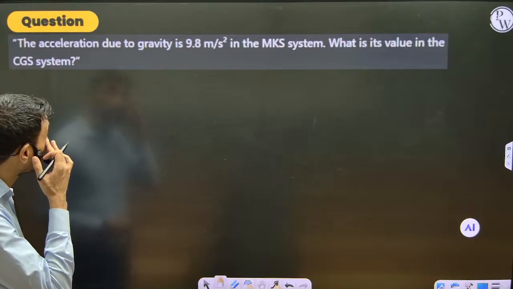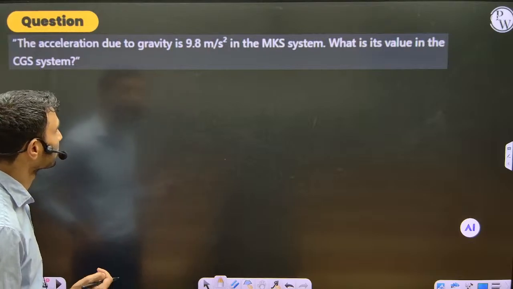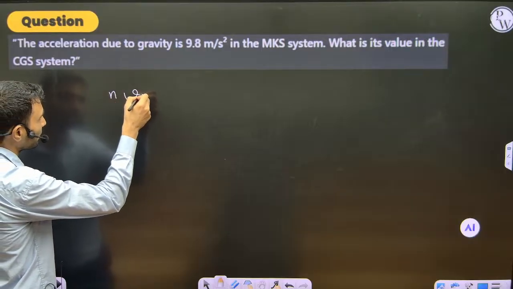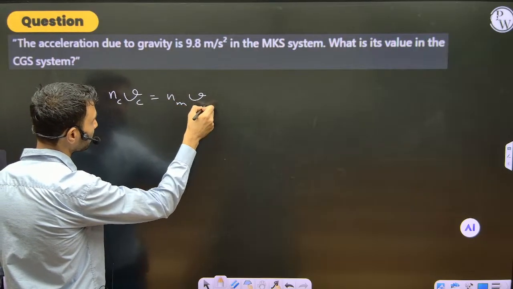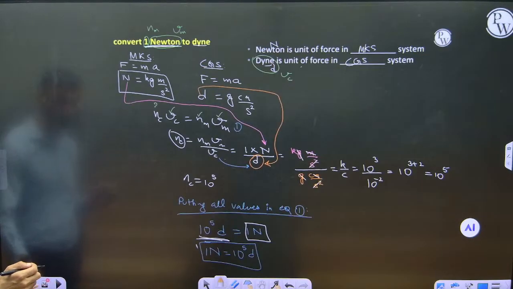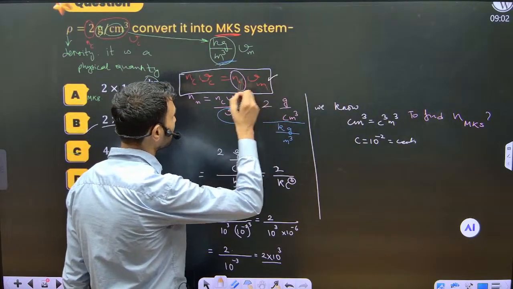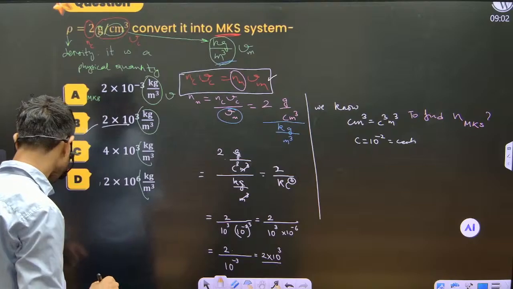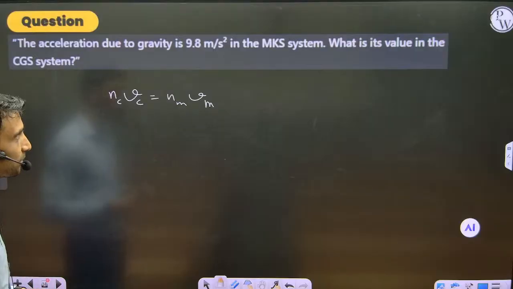Now, acceleration due to gravity is 9.8 meter per second square in MKS system. What is its value in CGS system? So again, the same type of question we have, that number into unit written in CGS system is equal to number into unit written in MKS system, right? And how am I getting this? You can see we made a formula for this in the last class. NCUC is equal to NMUM, and then I'm going to use that itself.